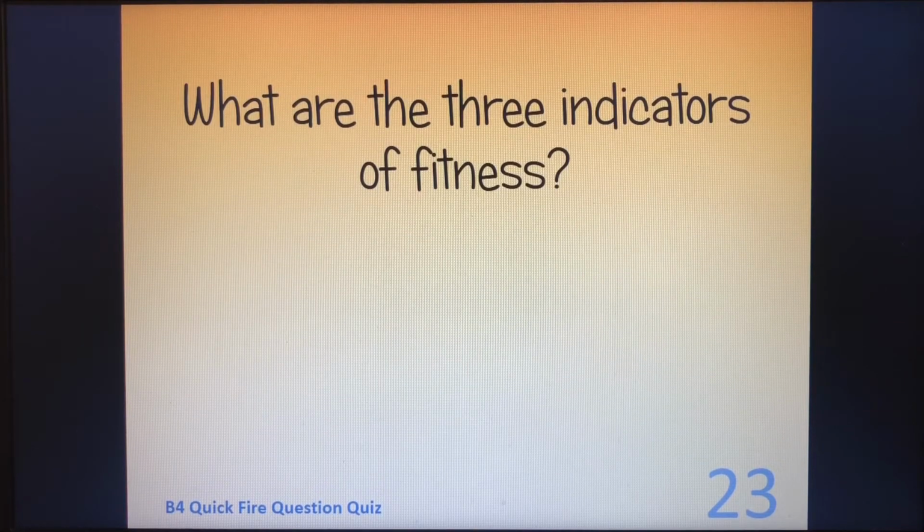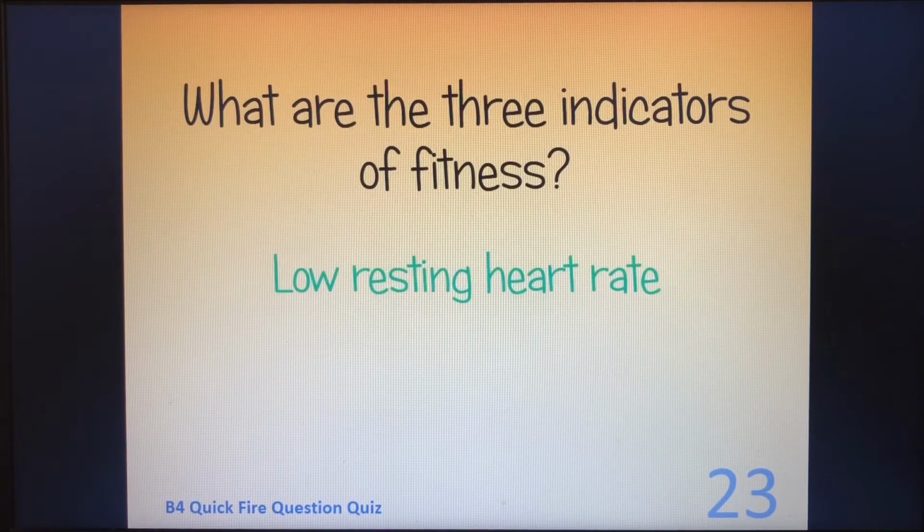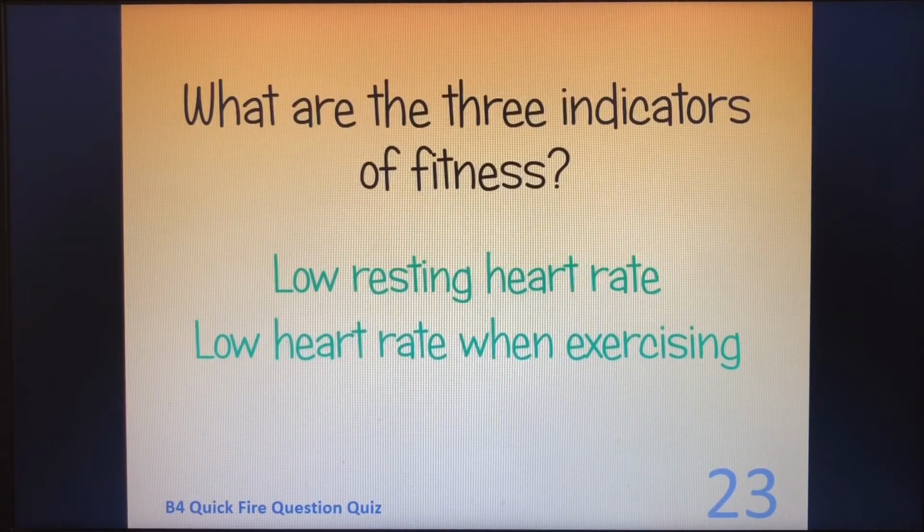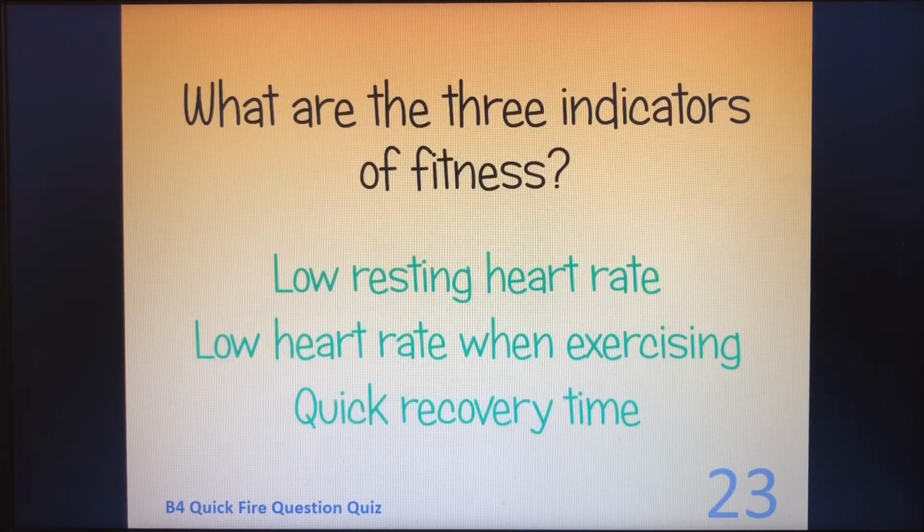And the answer is, there's going to be 3 here obviously. 1, low resting heart rate. So while we're just sitting, heart rate is low. 2, low heart rate when exercising. Now it's important to say here that the exercise needs to be the same exercise done for the same amount of time at the same intensity. Otherwise, how can you compare your heart rate with somebody else's? And the 3rd indicator is that quick recovery time. So getting our heart rate back down to resting as quickly as possible after exercise is an indicator of fitness.